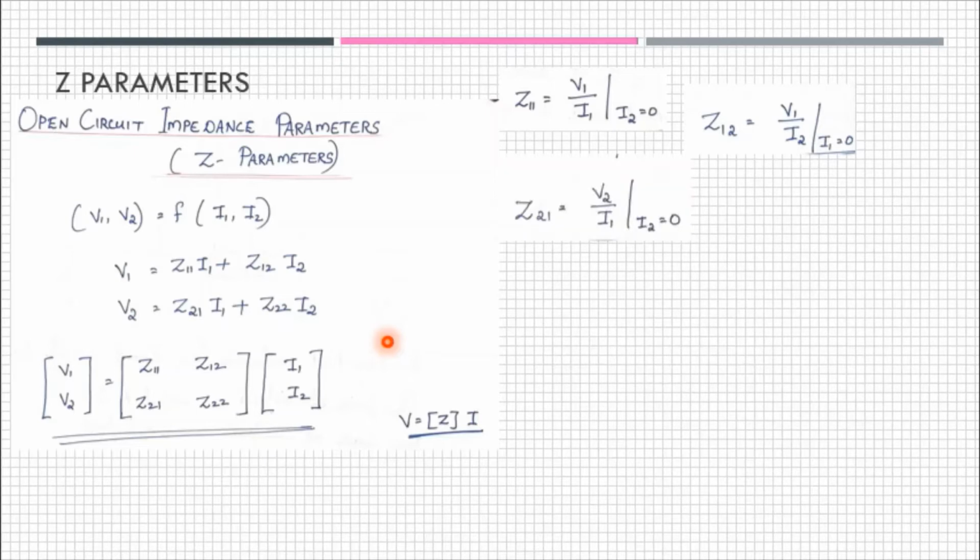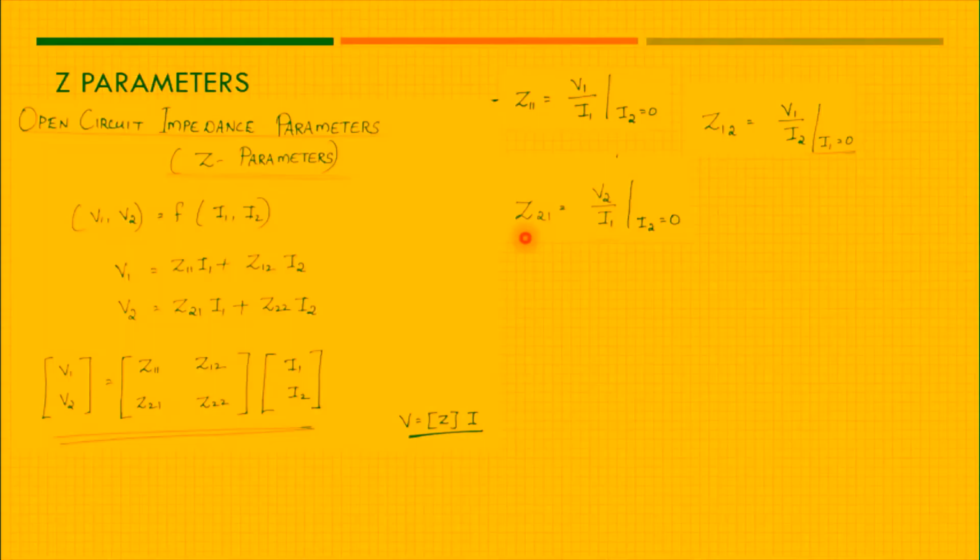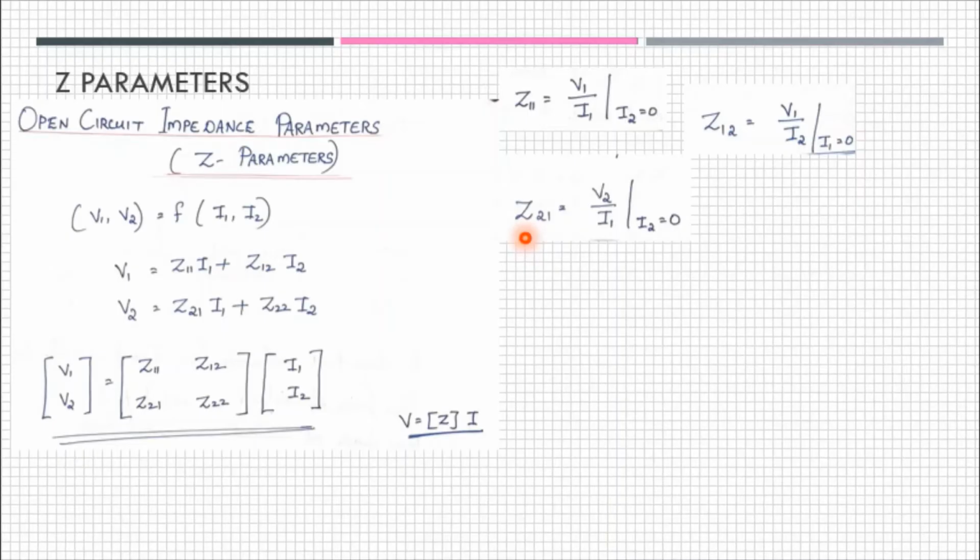Then the third parameter is Z21. Z21 from this equation we can write Z21 equal to V2 by I1 when I2 is equal to 0. I2 is equal to 0 means the output port is open circuited. Hence Z21 is having the name transfer impedance with output port open circuited or open circuit forward transfer impedance.